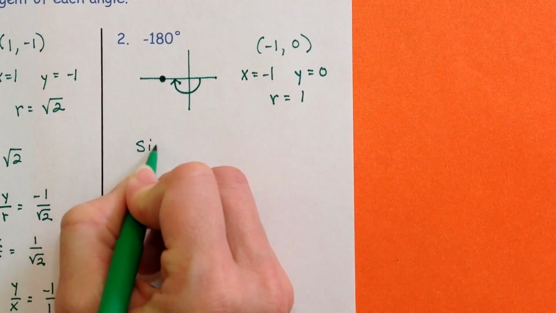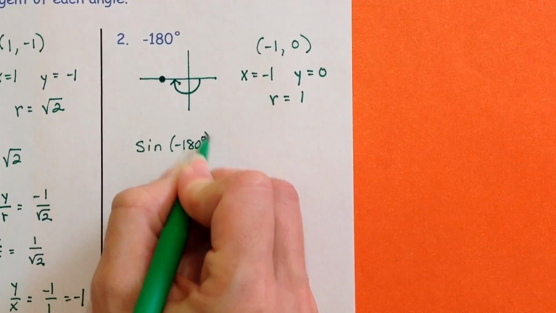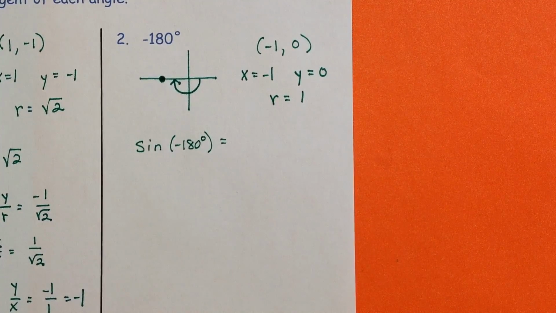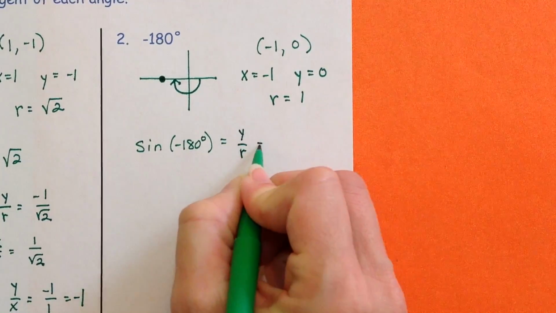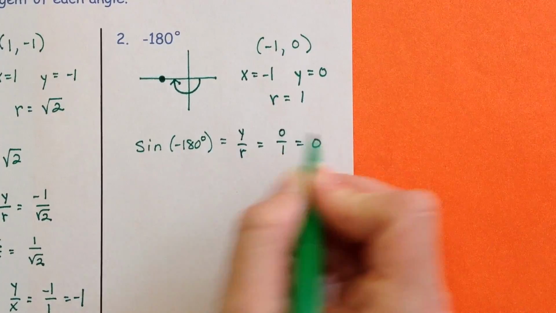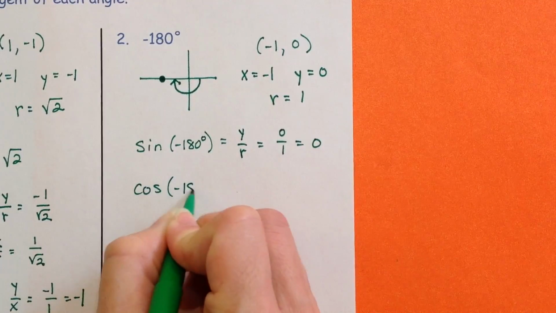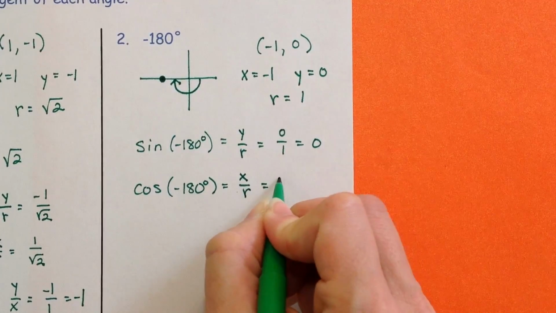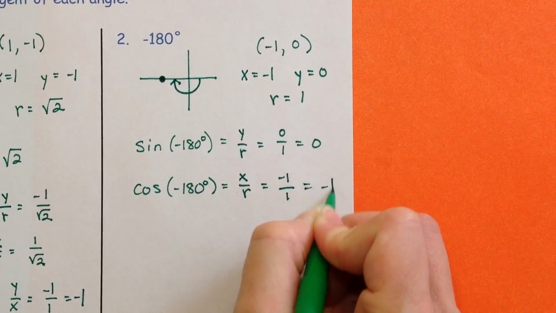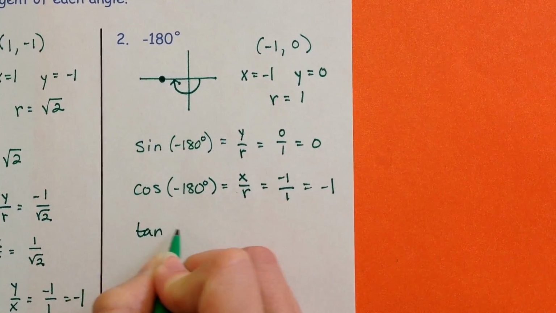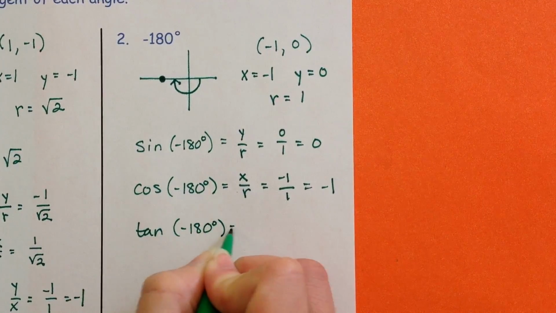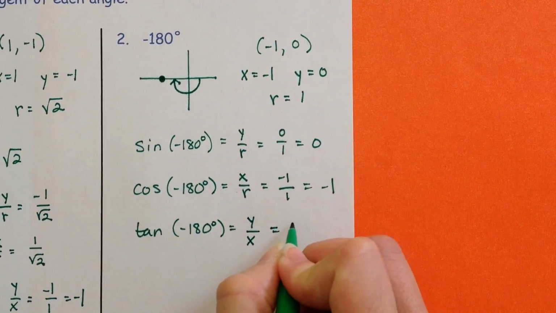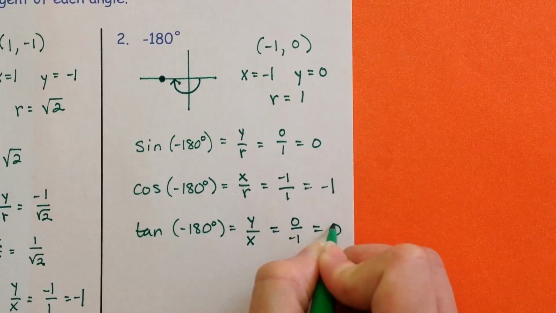Okay, so sine of -180 degrees. A lot of times you'll see them put it in parentheses when it's negative, just so it's not starting to look like a minus sign. That's y over r, so 0 over 1, which is 0. Cosine of negative 180 degrees is x over r, so negative 1 over 1, which is negative 1. And now tangent of negative 180 degrees is y over x, so that would be 0 over negative 1, which would be 0.